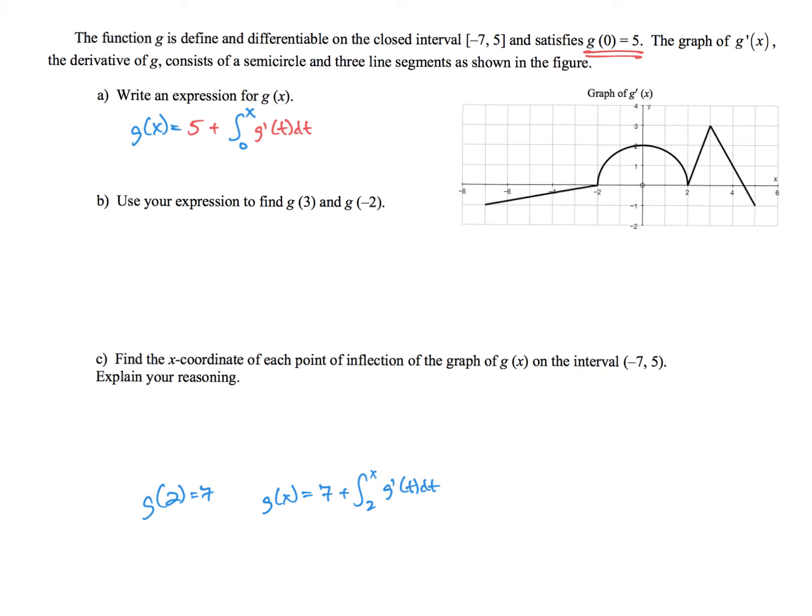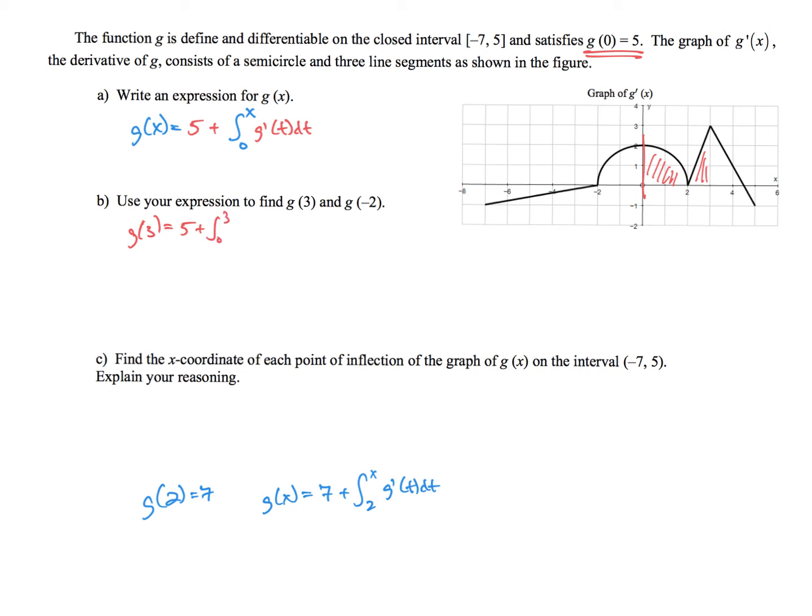All right, so let's look at part B. Let's use this expression to find g of 3. Where am I starting on this integral? Starting at 0. And I need to go all the way to 3. So I need to find all of that area right there. Well, good thing we took geometry. What is the area of a circle? Pi r squared. So what is my radius here? 2. So what's my whole circle? 4 pi.